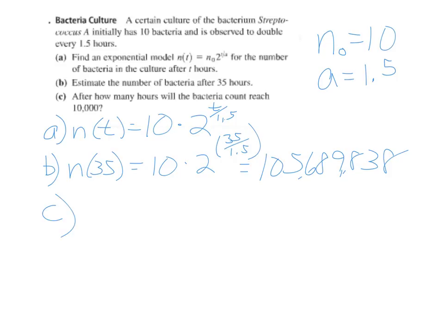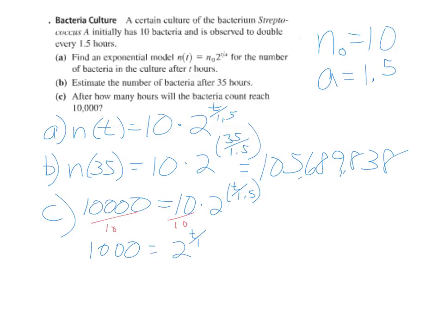Part C, after how many hours will the bacteria count reach 10,000? So now we've got a final amount. We know the final amount's 10,000. We want to know how long it takes to get there. So 10,000 is 10 times 2 to the power of t over 1.5, and we have to solve for t. So the first thing we'll do is divide by 10, and that gives us 1,000 equals 2 to the power of t over 1.5.